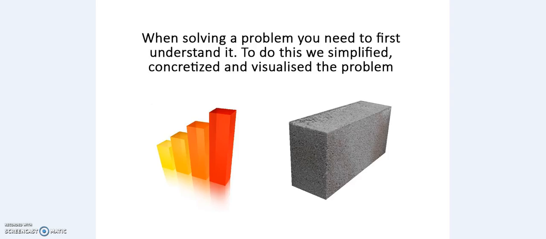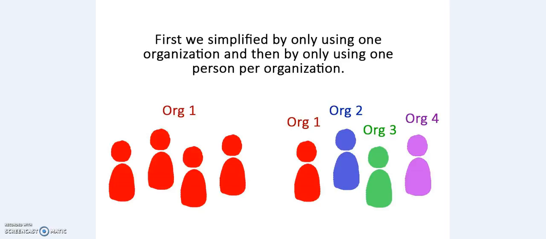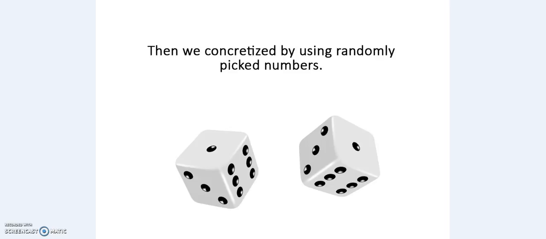When trying to solve a problem, first we need to understand it. To do this, we simplified, concretized, and visualized our problem. First, we simplified our problem by only using one organization and only one person per organization as well. Then we concretized our problem by using randomly picked numbers. We chose smaller numbers as well, just so that it was easier to quantify in our own minds.